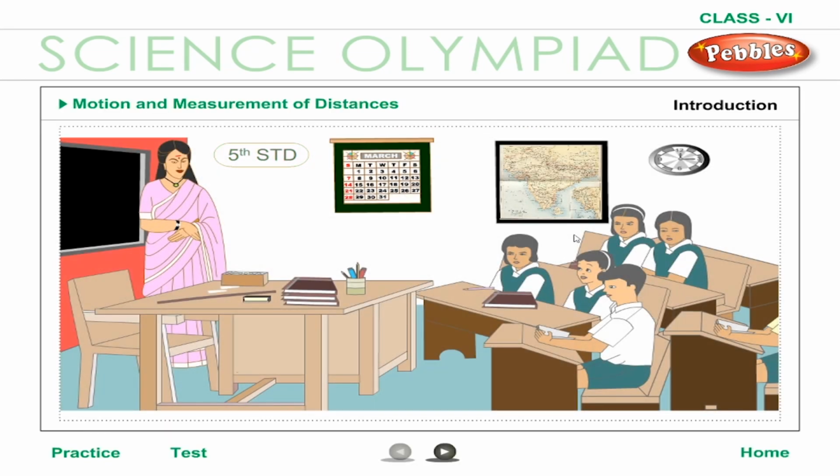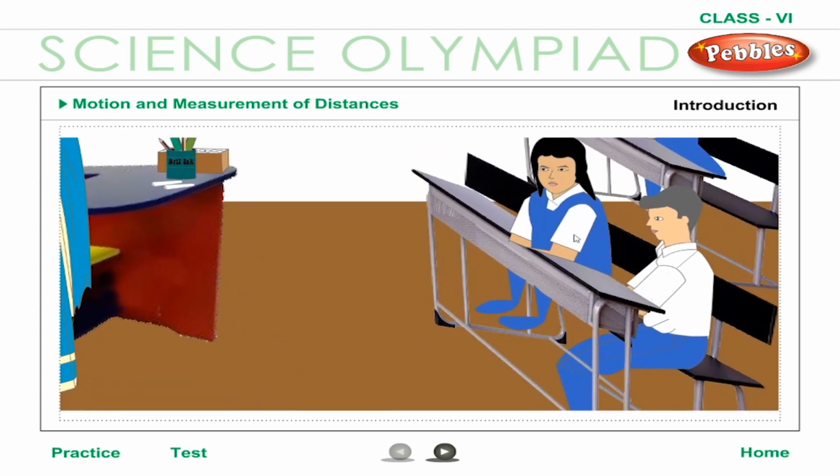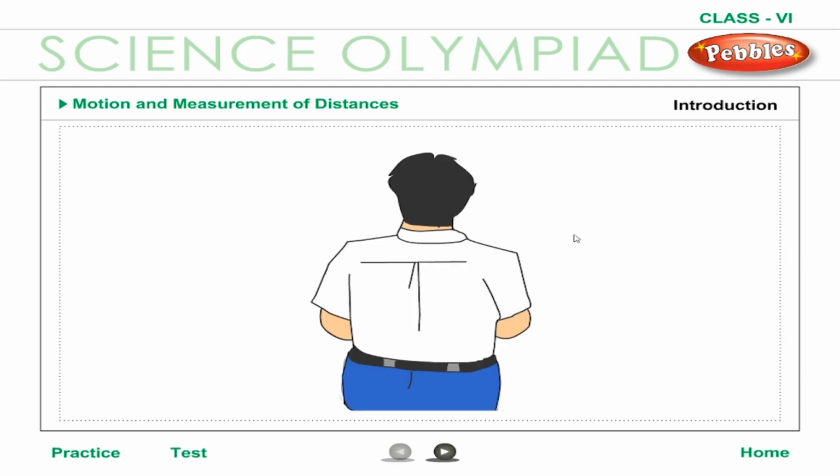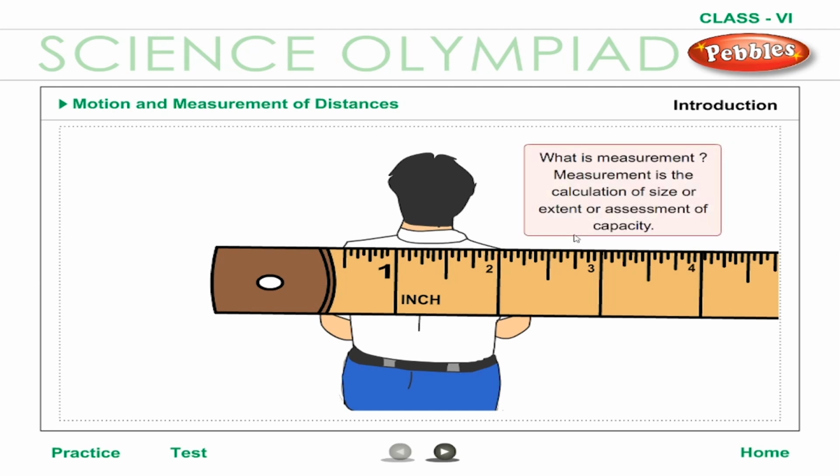Introduction. Imagine that you are back to school after a summer vacation. You are now in a higher class and you are not wearing the uniform you wore last year. Who made the new uniform? And have you wondered how much you have grown compared to the previous year? Probably your tailor took your body measurements to make the new uniform. What is measurement? Measurement is the calculation of size or extent or assessment of capacity.